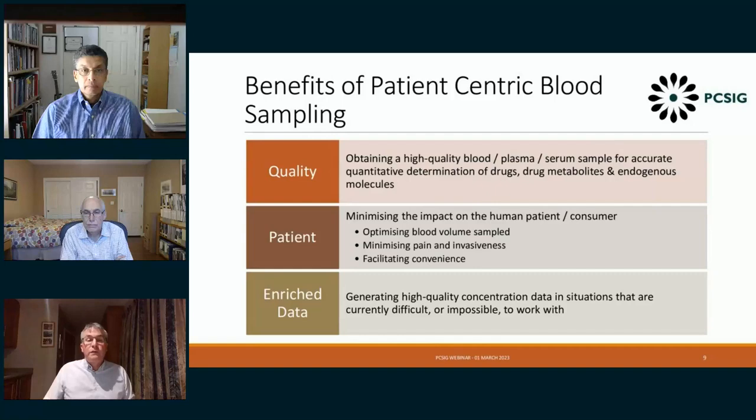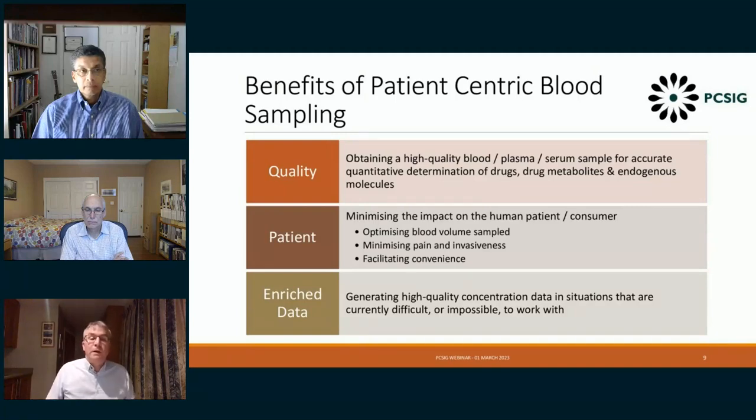So what are the benefits of patient-centric blood sampling? Well, obviously we want to maintain the quality of our blood sampling. We want to obtain high quality blood, plasma or serum sample for the accurate quantitative determination of our drugs, our drug metabolites and endogenous molecules such as biomarkers, or for clinical chemistry. We want to put the benefits of the patient at the front. We want to minimize the impact on the human patient or the consumer.